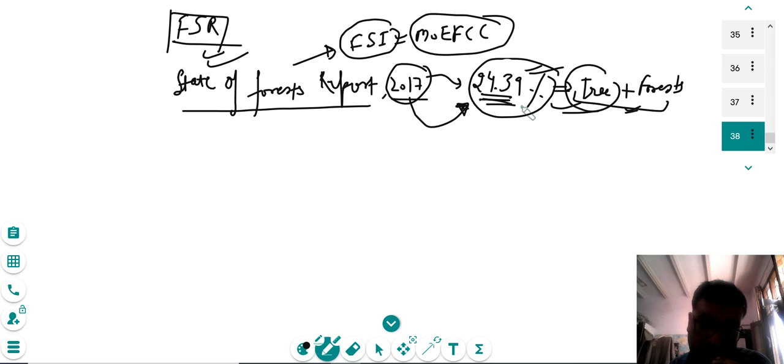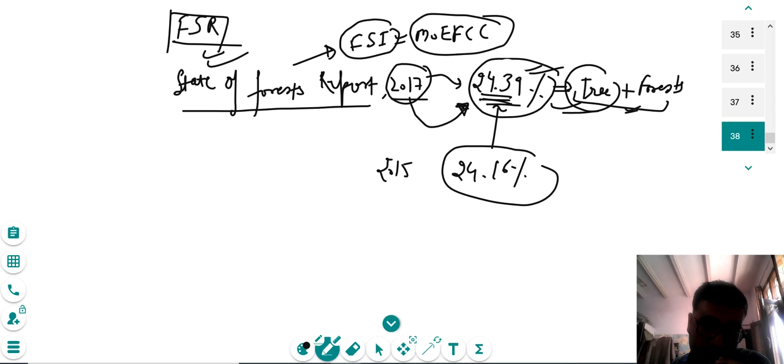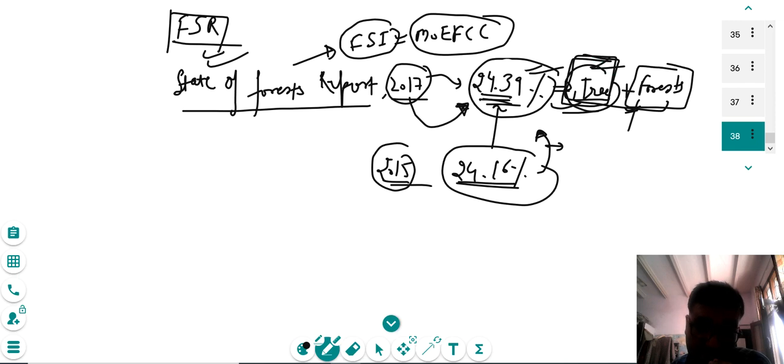Now this 24.39% was something like 24.16% in the 2015 report, which was the State of Forest Report 2015. So there was an increase in the forest cover, but this increase was because of afforestation activities, that is, in the part of the trees which were planted along, let's say, roads and canal sides, right? But the dense forest, more or less, kept on decreasing in India. So this was the State of Forest Report, the first fact.